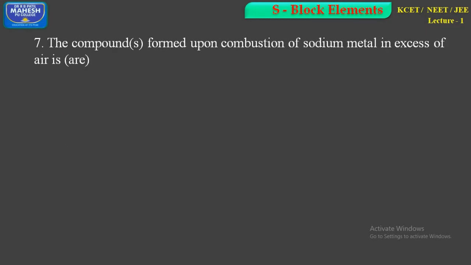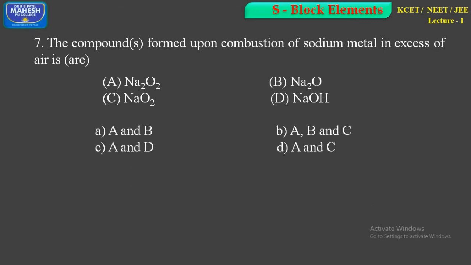Question 7. The compound formed upon combustion of sodium metal in excess of air is compound A, Na2O2, compound B, Na2O, compound C, NaO2, and compound D, NaOH. Option A, both compound A and B are formed. Option B, compounds A, B and C. Option C, compounds A and D, whereas option D, compounds A and C.